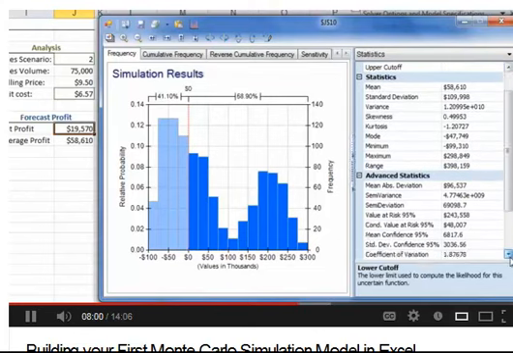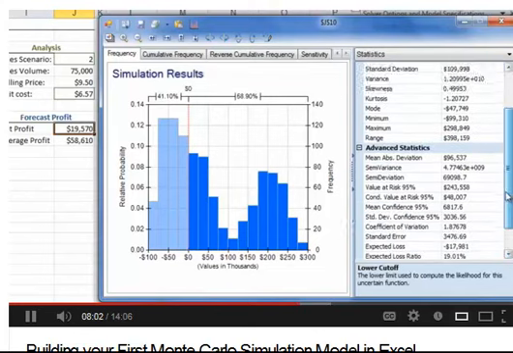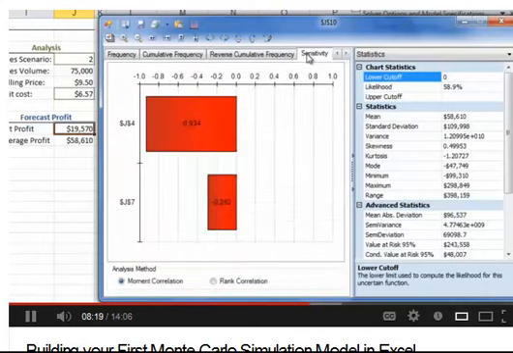And then you could actually scroll down and see some more statistics. And then also you can manipulate the chart. You can see percentiles, the chart type, chart options, change your axis, put some markers in. Very powerful capabilities. In addition, at the top you can see your cumulative frequency, your reverse cumulative frequency. You can see some sensitivity information.